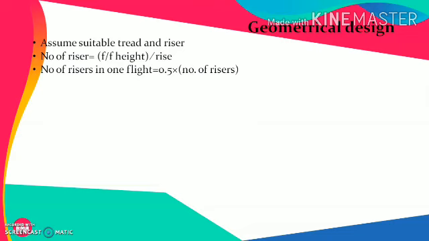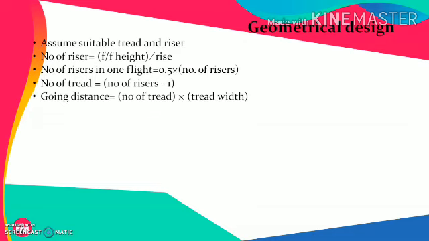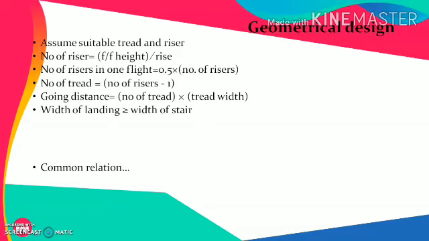Number of risers in one flight are generally equal to 0.5 into number of risers. As we are providing generally 2 flights in a certain stair, you can easily calculate the number of risers in one flight by multiplying the total number of risers by half. The number of treads in a flight are generally equal to the number of risers minus 1. Going distance equals number of treads multiplied by tread width that has been assumed. The width of landing should be equal to or more than the width of stair.